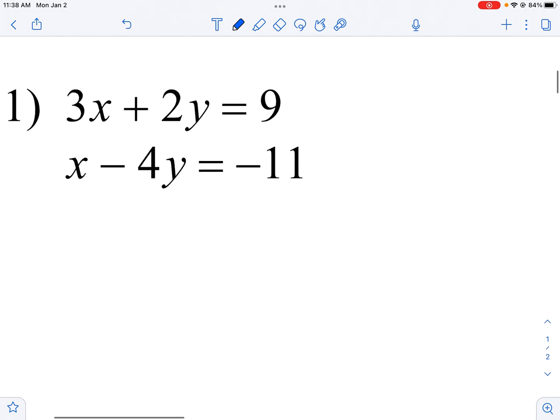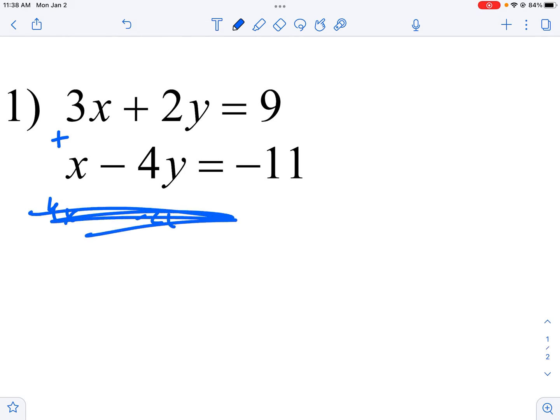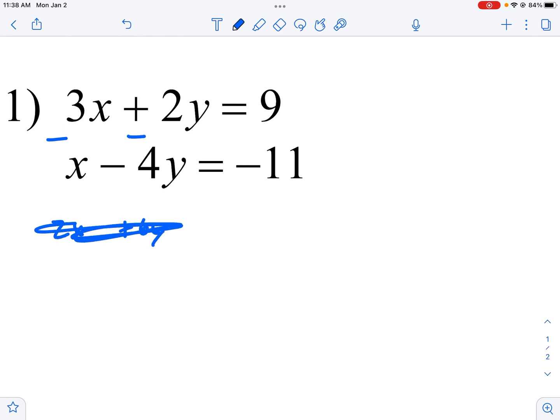So if we were to try to add here, we get 4x and negative 2y, and that didn't eliminate either variable, so that's not going to work. And if we were to try just subtracting here, you get 2x and then positive 6y. Also did not eliminate a variable, so we don't want either of those two things.